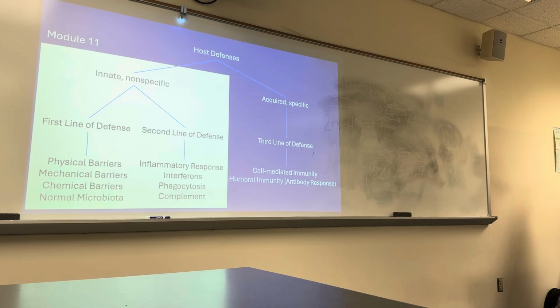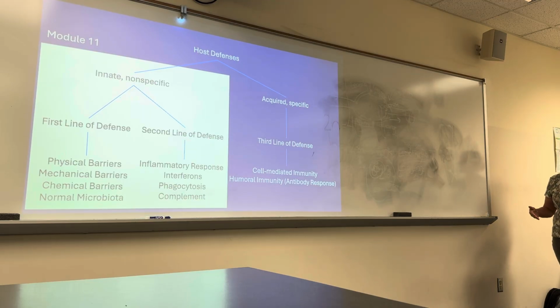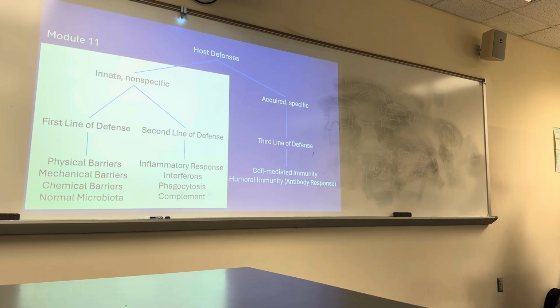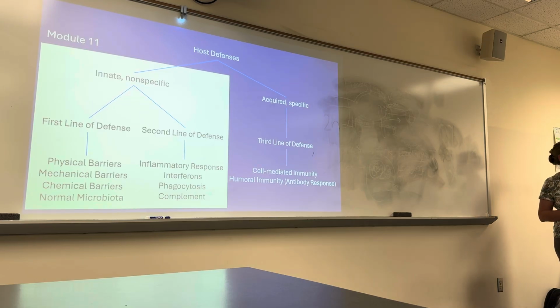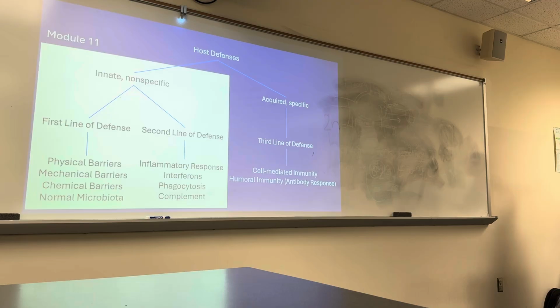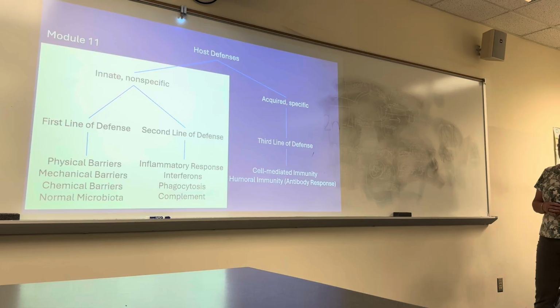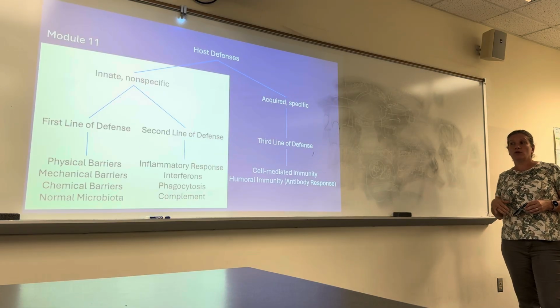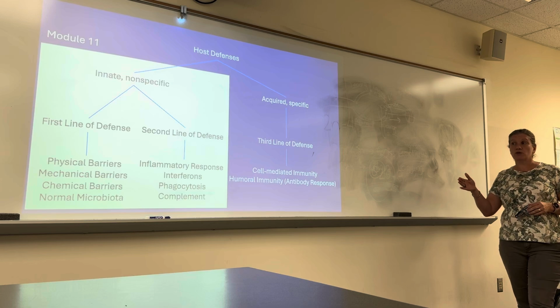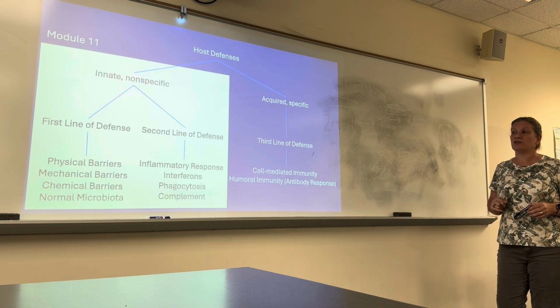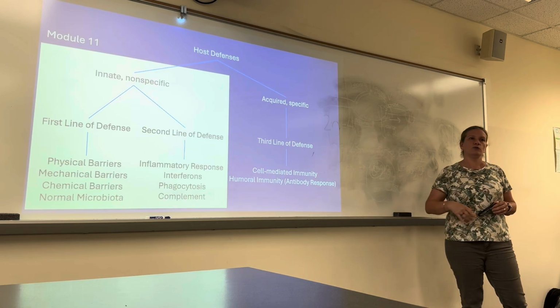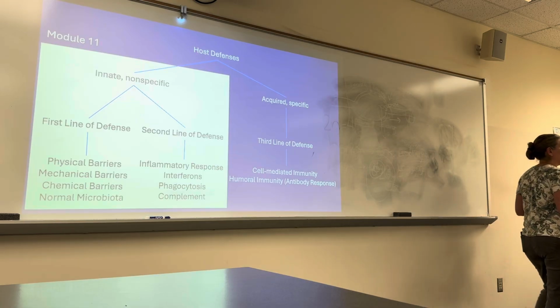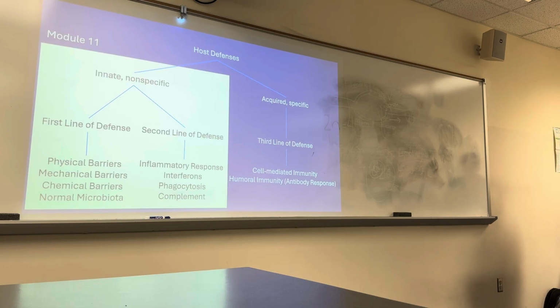Okay? The second line of defense is upon entry, so now the pathogen has made entry, it's made it past the first line of defense, and we're now in the second line of defense. The second line of defense consists of cellular and chemical systems, or processes, that are going to immediately play a role in trying to control that foreign body that has gained entry. The main ones that we're going to be talking about are the inflammatory response, interferons, phagocytosis, and complement. You can also include fever, which is going to be discussed too, so that's another one that we'll cover. Okay? So that's module 11 that we're going to be covering.